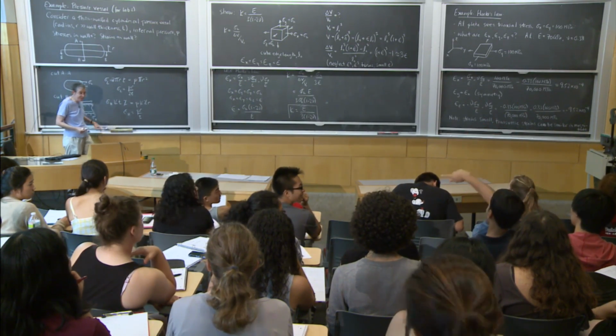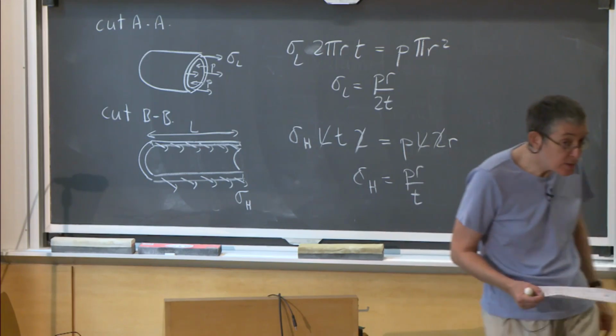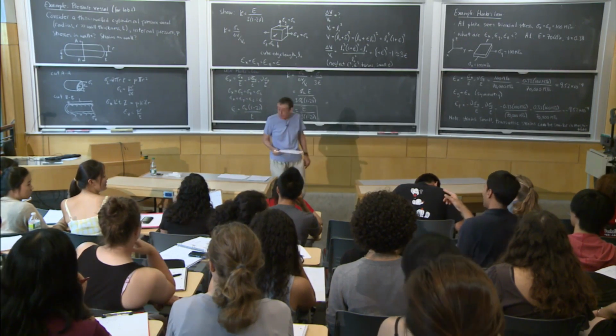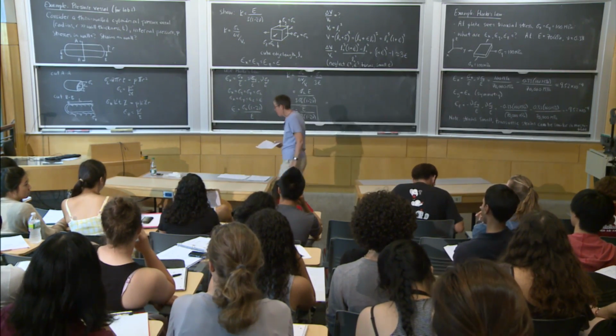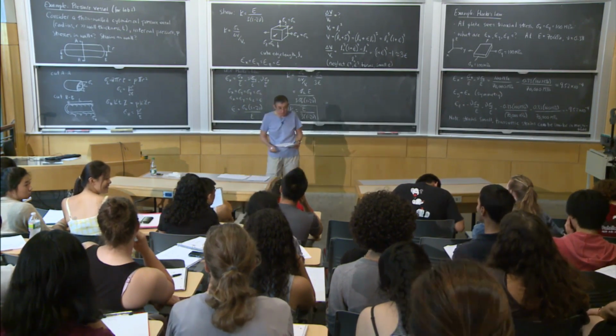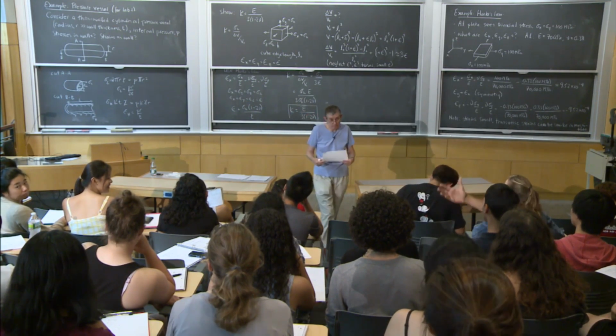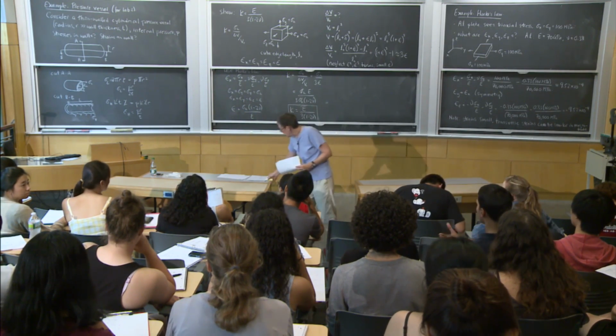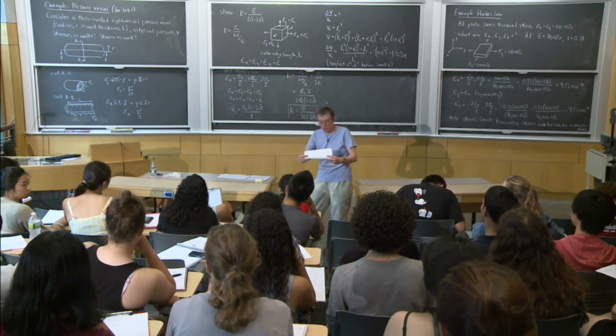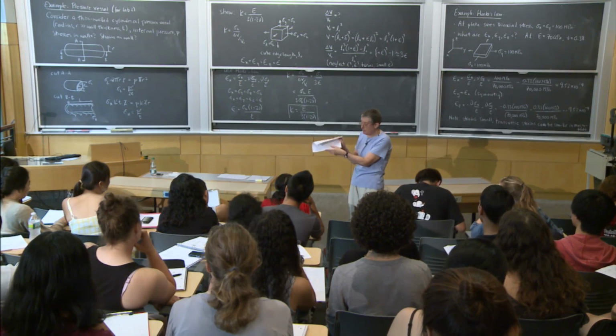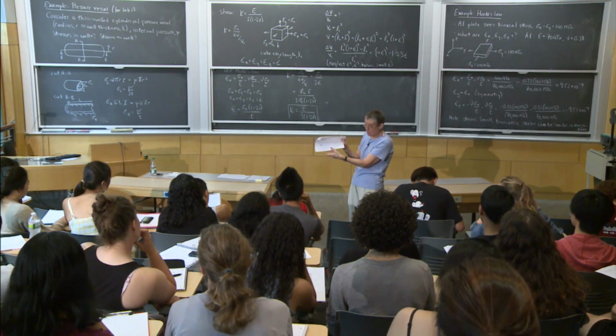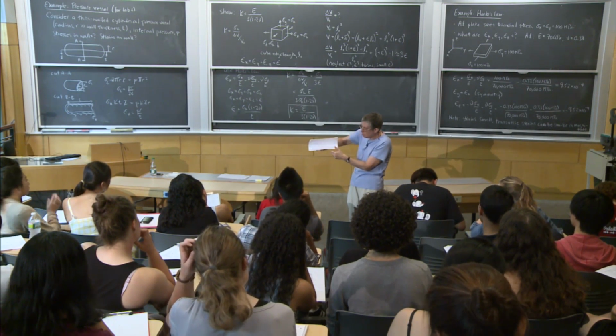Another question, this time along cut BB. When you look at the area that the pressure is acting on, isn't it this inner surface? Sure, it is the inner surface. So say this is my tube like this. Here's the hoop stress acting here and here. Oops, let me make my tube more cylindrical.